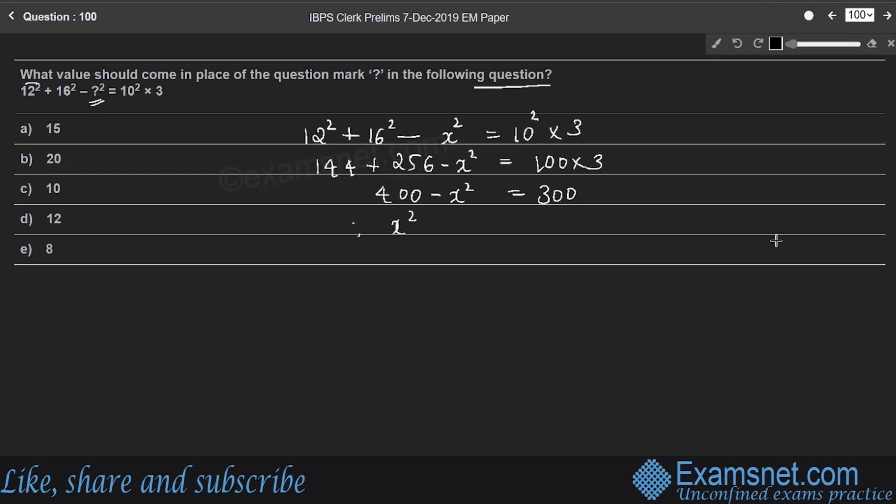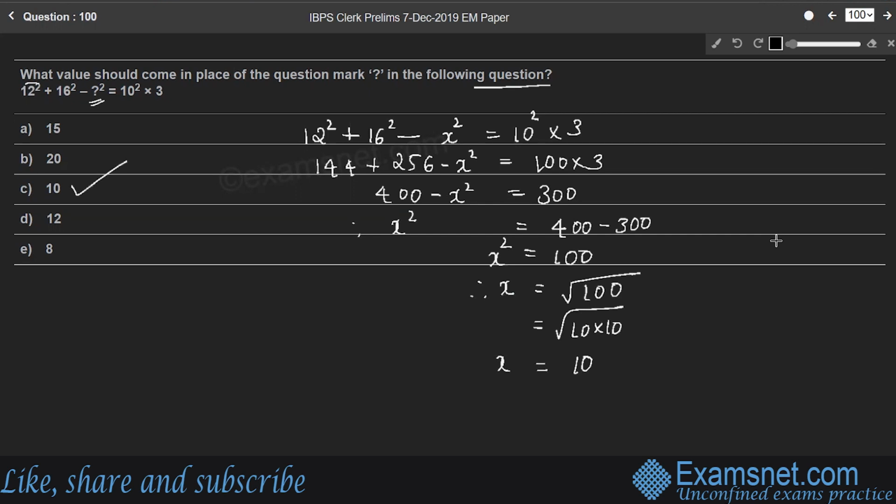Therefore, x square is equal to, take this x square to RHS, it becomes positive. So, x square is equal to 400 minus 300, which is 100. Therefore, x is equal to square root of 100, which is 10 into 10, right? Therefore, x is equal to 10. Therefore, the answer is 10, option C.